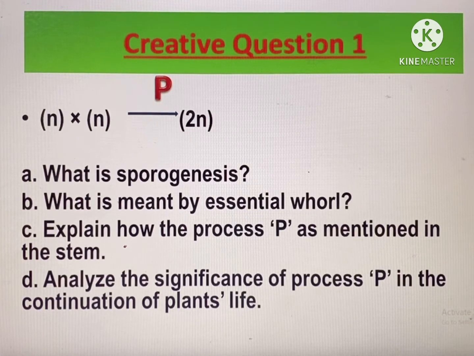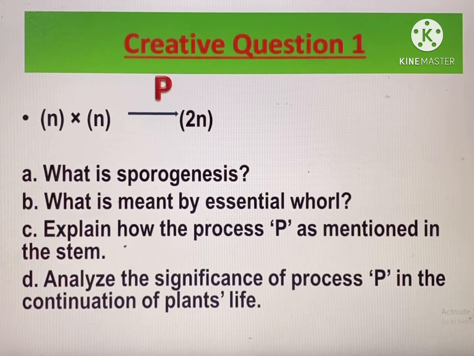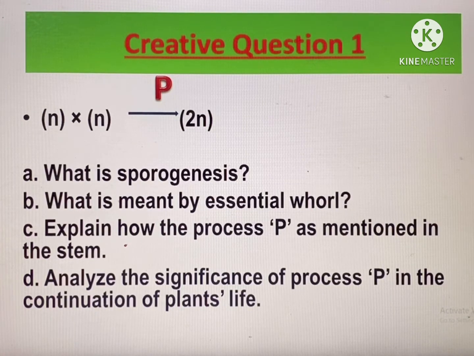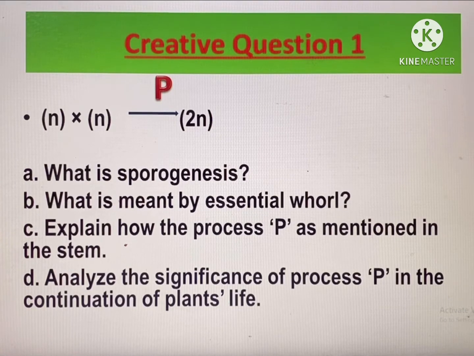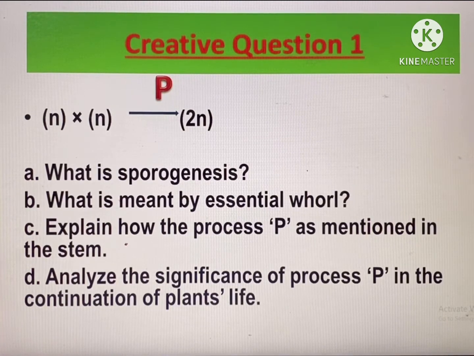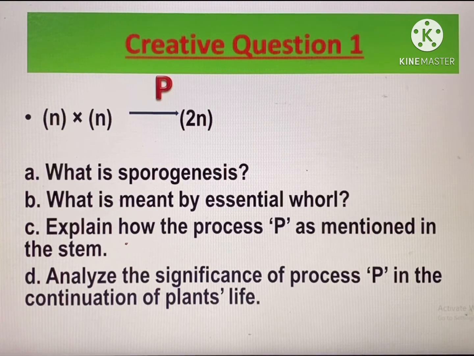What is sporogenesis? What is meant by essential whorl? Explain how the process P as mentioned in the stem occurs, and analyze the significance of process P in the continuation of a plant's life. We may add lots more variation with the same question too.